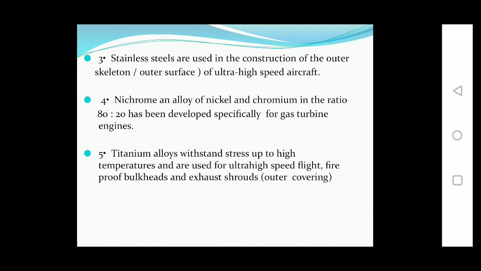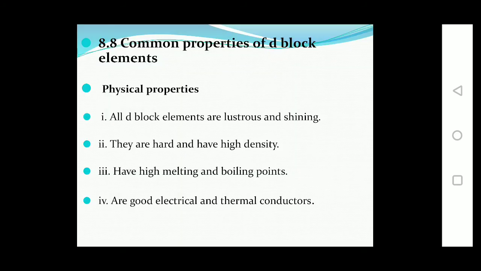Now we will see the common properties of d-block elements, in which we are going to see the physical as well as chemical properties. Before that, in your syllabus, in your textbook, the study of two compounds, KMnO4 and K2Cr2O7, that is potassium permanganate and potassium dichromate, is included.